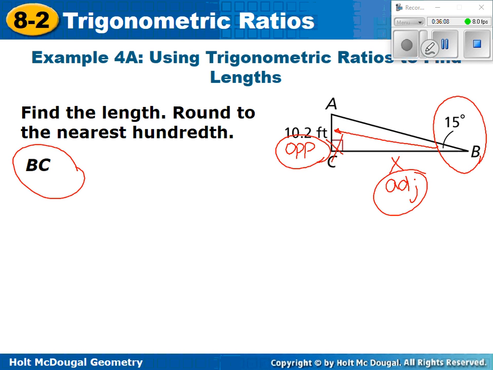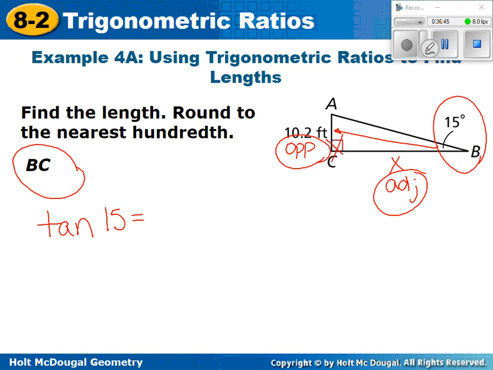Which trig function uses opposite and adjacent? Tangent. Opposite and adjacent is the tangent. So once you figure out what side I know and what side I want to know, that'll tell you which trig ratio to use. So you'll start with tangent. You'll write tangent of, you have to have an angle. You cannot find the tangent of nothing. There has to be an angle there. So we're finding the tangent of what angle? 15 degrees. So you're putting tangent of 15 equals.